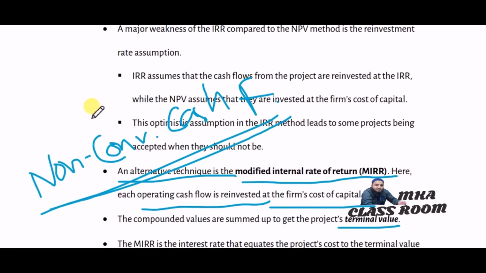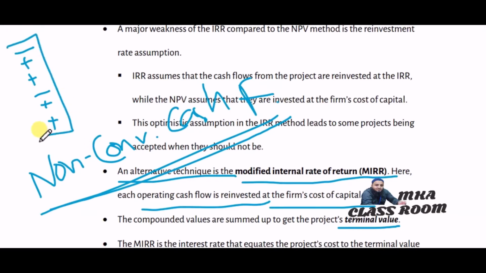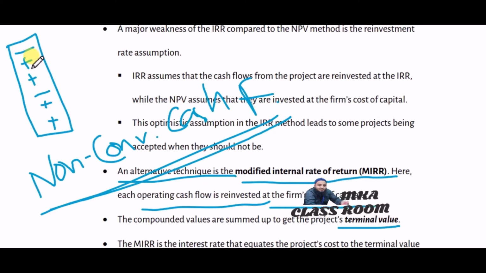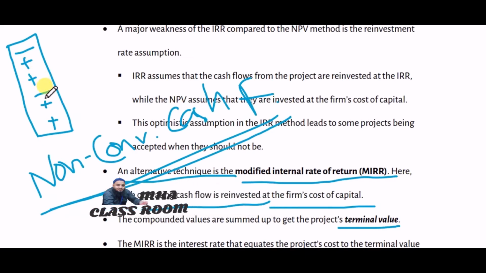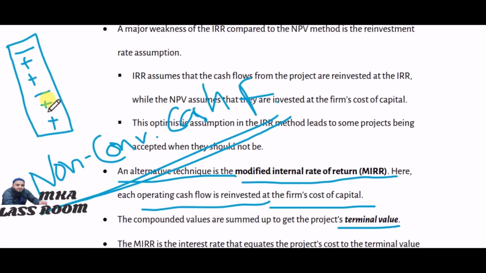Non-conventional cash flows, what is the type? That is negative, plus, negative, plus. That is the formation of non-conventional cash flows. That means that in one project's cash flows, first is cash outflow negative, then inflow positive, inflow positive, again outflow negative, inflow positive, inflow positive.